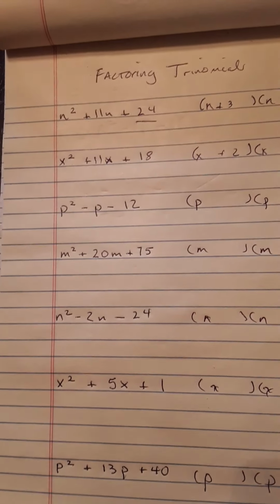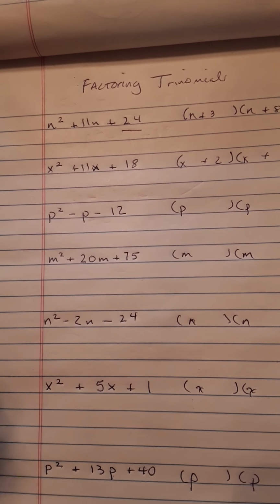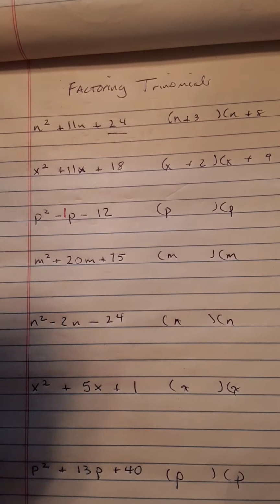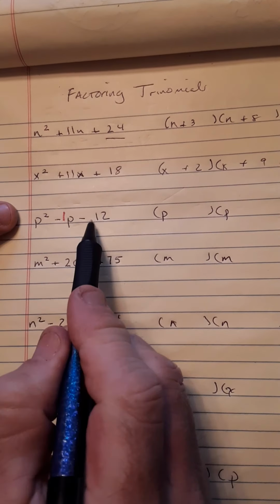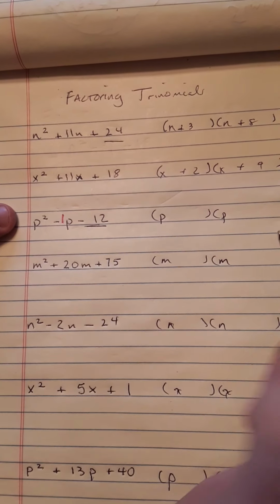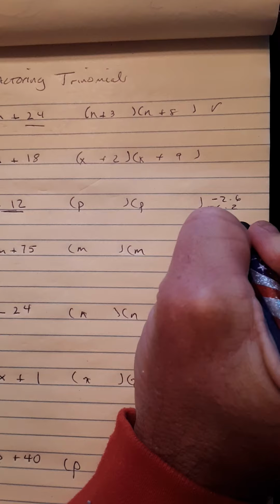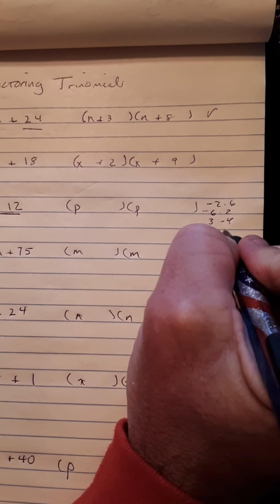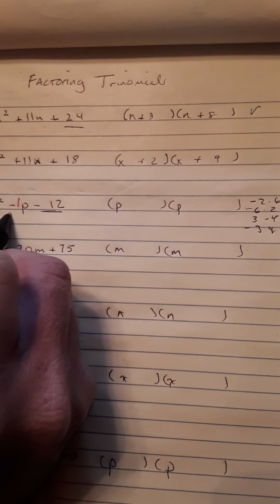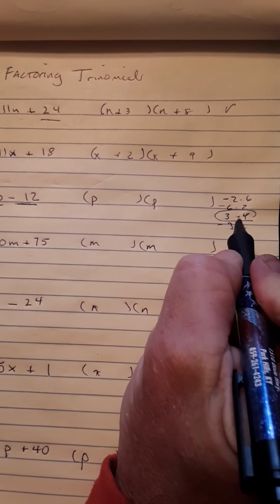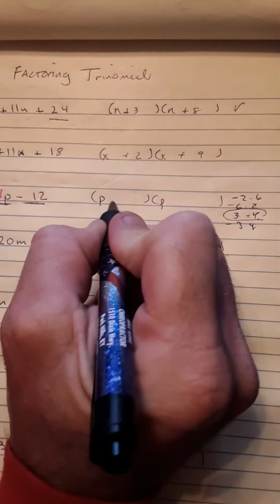Now this one's a little tricky here because you got negative p and you don't see a number here. But let's not forget that's just negative 1p. Once again, the factors of negative 12. So I'm going to write these down over here. Negative 2 and 6, negative 6 and 2, 3 and negative 4, negative 3 and 4. And I'm looking for factors of negative 12 that give me this negative 1. And there it is, because minus 4 plus 3 is negative 1.